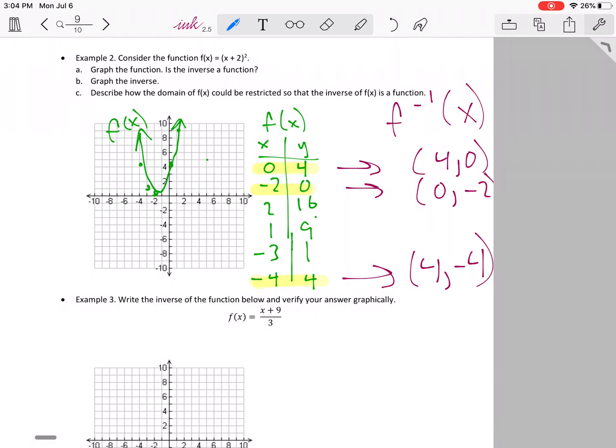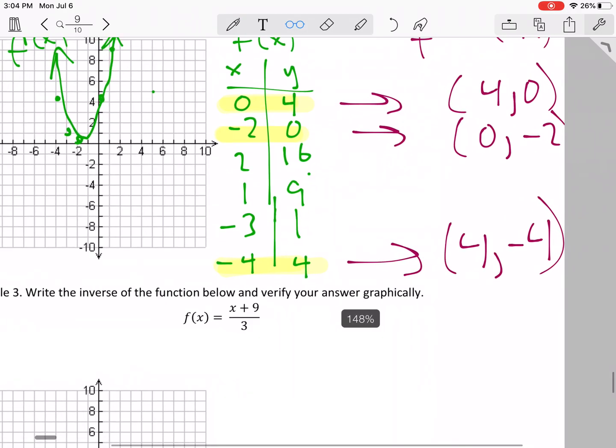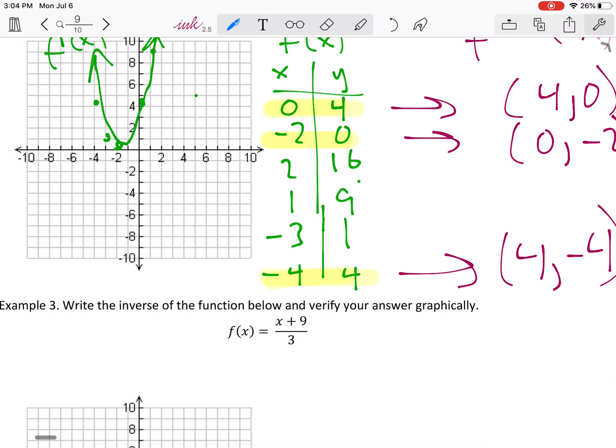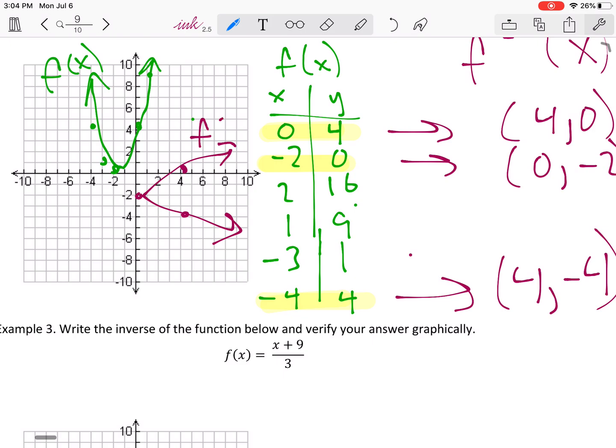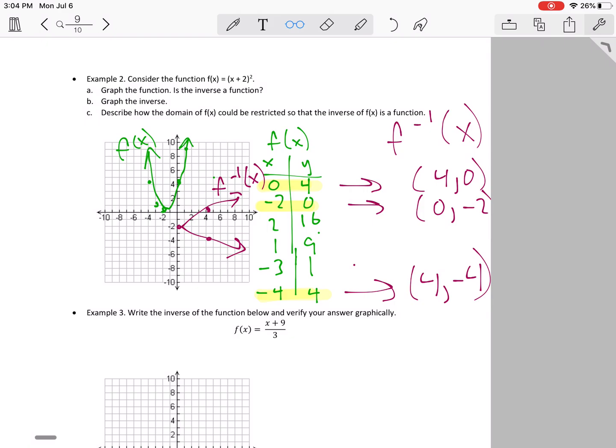So we've got (0, -2), and then we've got (4, 0), and then (4, -4). Okay, so there's your f⁻¹(x), your inverse. Okay, so there's the function.